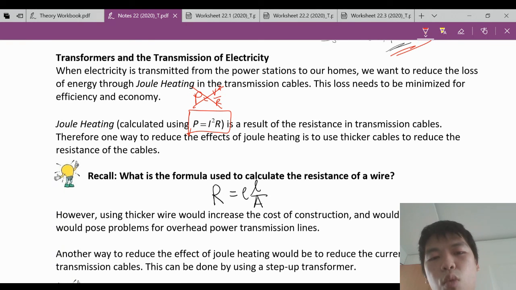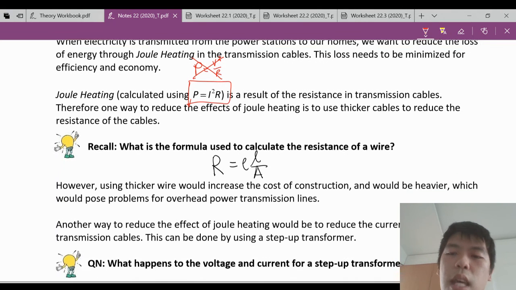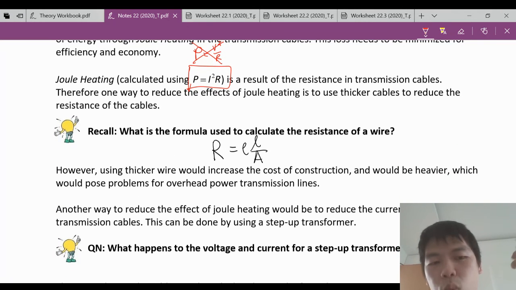Okay, so one way to reduce this effect is to use thicker cables, but when you use thicker cables, it can be more expensive. So what is another way? Another way is first you must understand the formula for your cable.